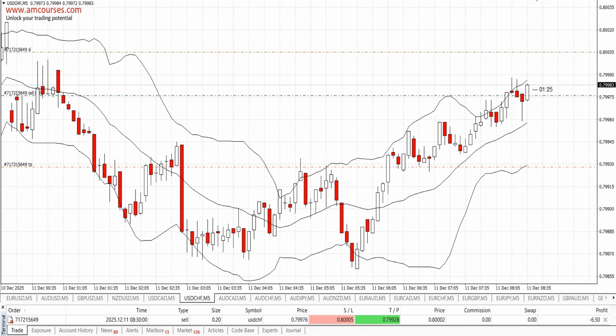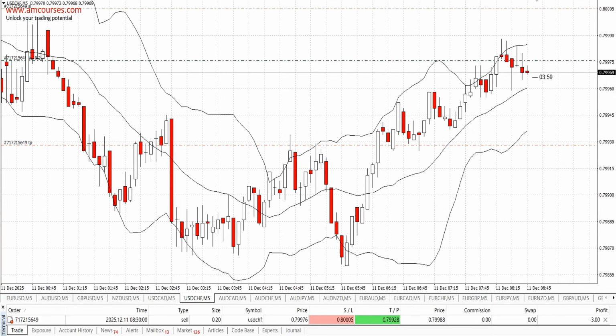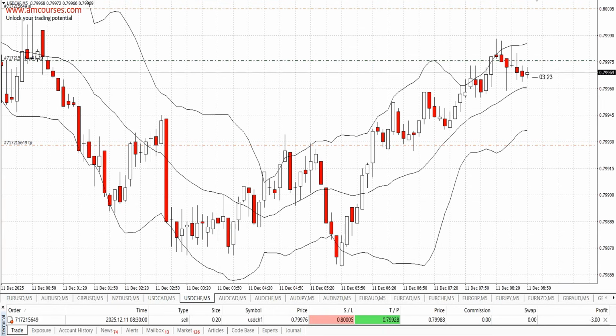My stop loss was placed above the high of the shooting star to keep the trade protected, and my take profit target was set directly at the lower Bollinger Band, which is the natural exit level for this strategy. After entering the sell trade, the market began moving downward gradually, following the expected reversal structure.